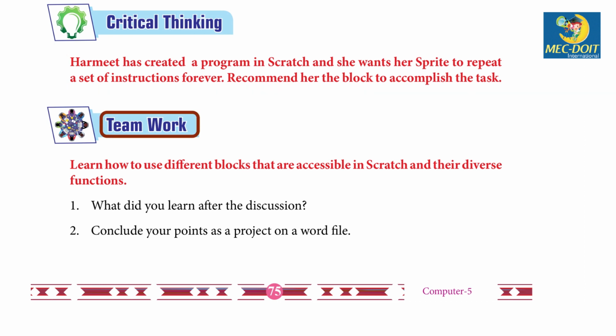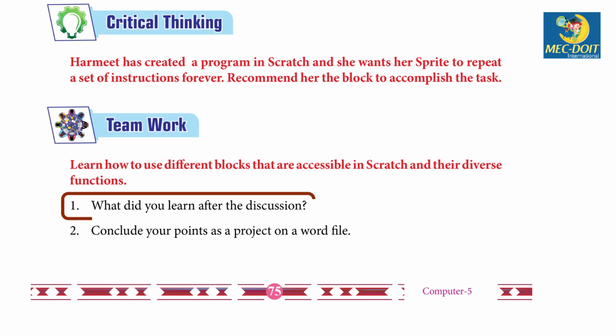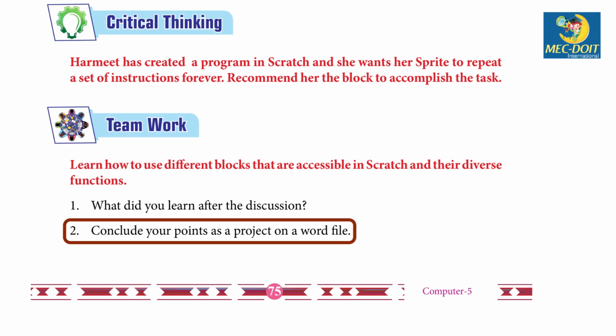Teamwork. Learn how to use different blocks that are accessible in Scratch and their diverse functions. 1. What do you learn after the discussion? 2. Conclude your points as a project in a Word file. Answer. Students will do it themselves.